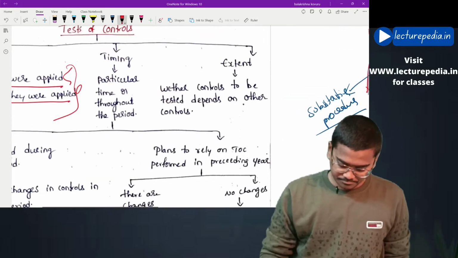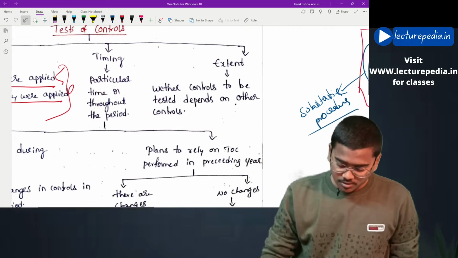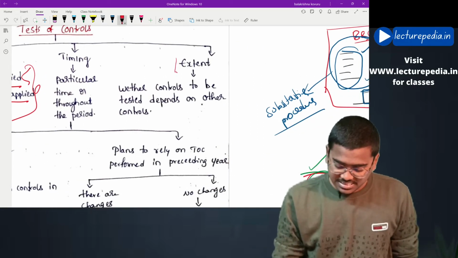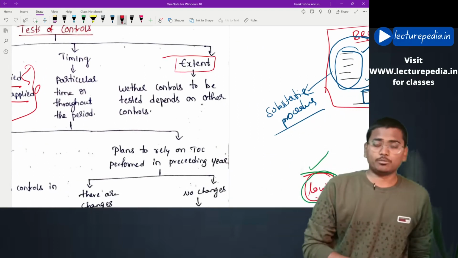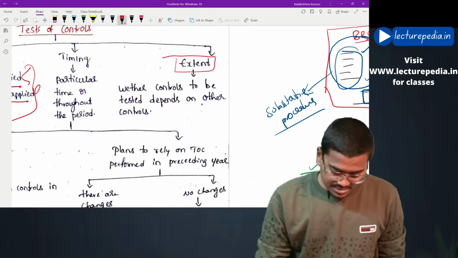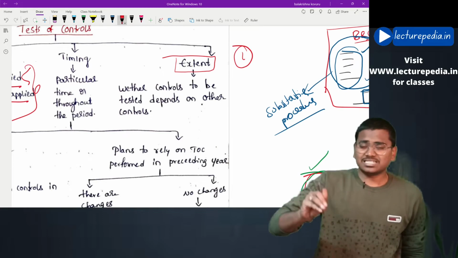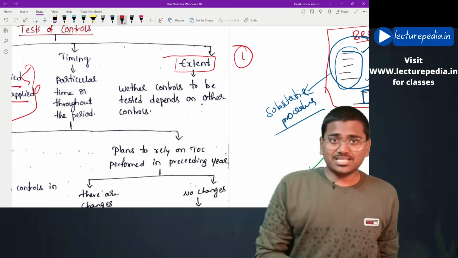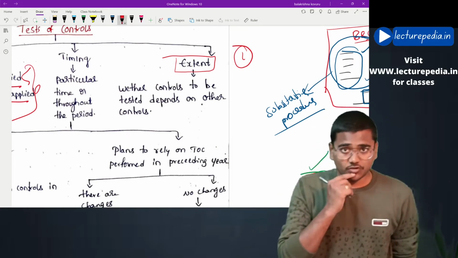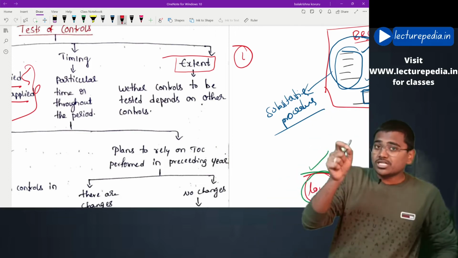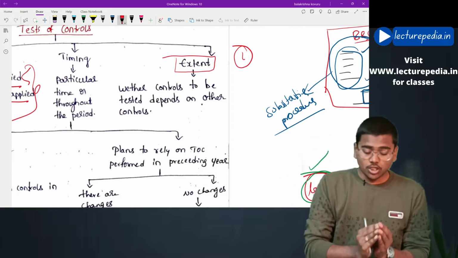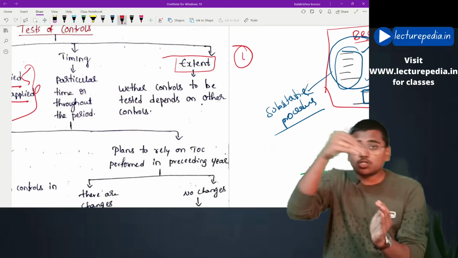Next, we will see timing later on. We will first of all see the extent of test of controls that has to be performed by the auditor. Now let's say there is control number 1. The auditor wants to check this control number 1. While checking control number 1, the auditor will first of all determine whether this control is operating independently or it is dependent on some other control.